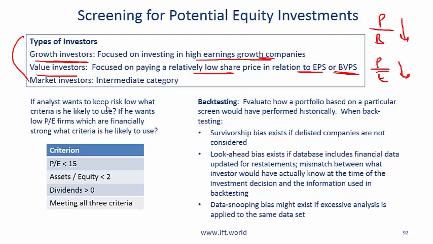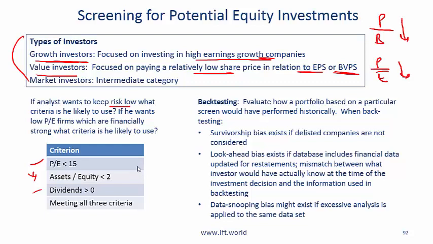If an analyst wants to keep risk low, what criteria is he likely to use? So here are some criteria. He'll look for low PE, asset to equity ratio, leverage ratio, he would want low. He would want a company to be paying dividends, and ideally he'd want all these sorts of criteria. This would have been a difficult concept before you studied equity, but now that you are doing a review, hopefully you have also done equity, so you recognize the links.